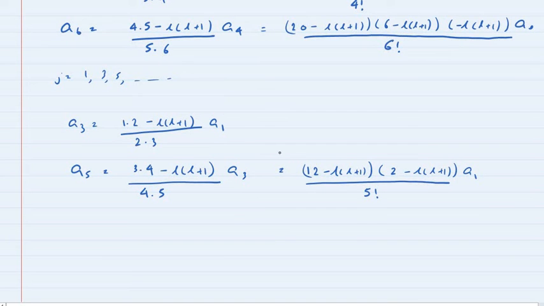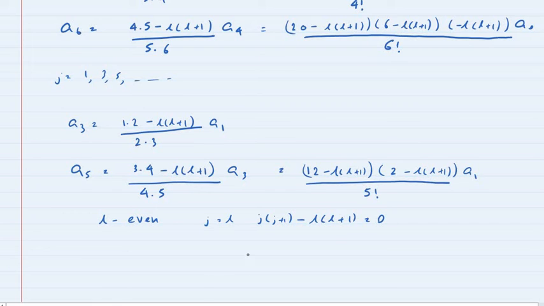Similar to that even number series was dependent on A0, odd number series is dependent on A1. Now let's consider what happens when L is even or L is odd. When L is an even number, we can find some j which is equal to L, so that j plus 1 minus L plus 1 is equal to 0. In that case, our even number series is terminating, so that series is converging. But our odd number series is going on and it is diverging.